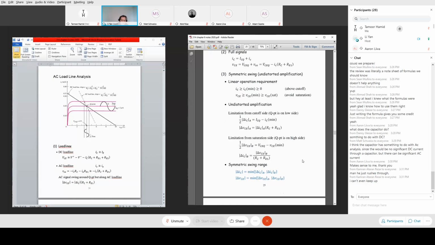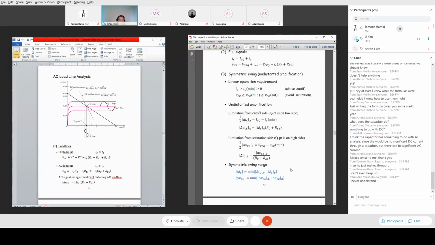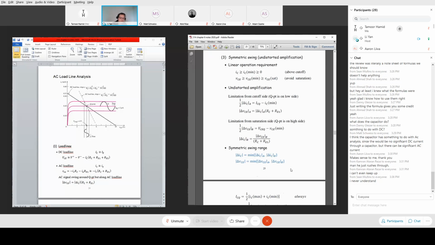And then likewise, you can get the same determination on the voltage VCE. It is still the minimum of these two evaluations. So basically, you have to evaluate. If I consider the cutoff side, I set the range. And if I consider the saturation side, I set the range. And you want to see which range is large, which one is small. Of course, you can only go to the smaller one because that sets the final undistorted amplification range.